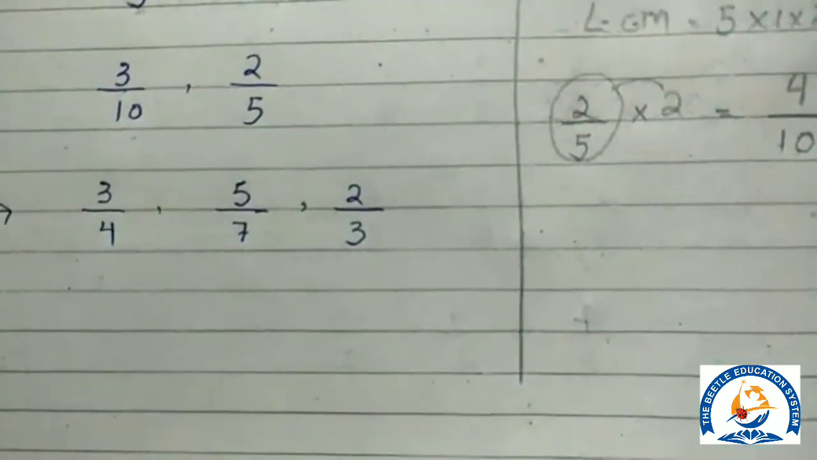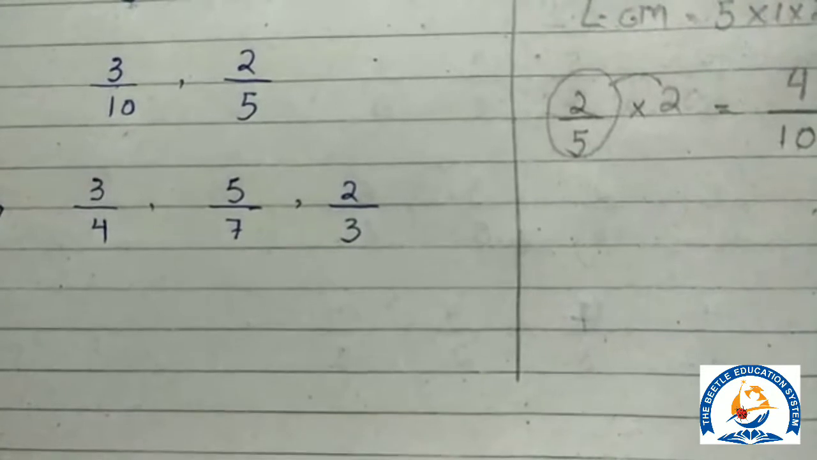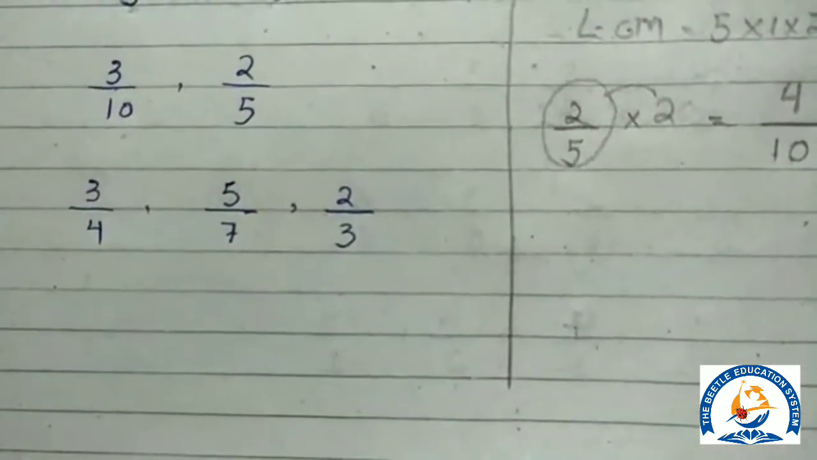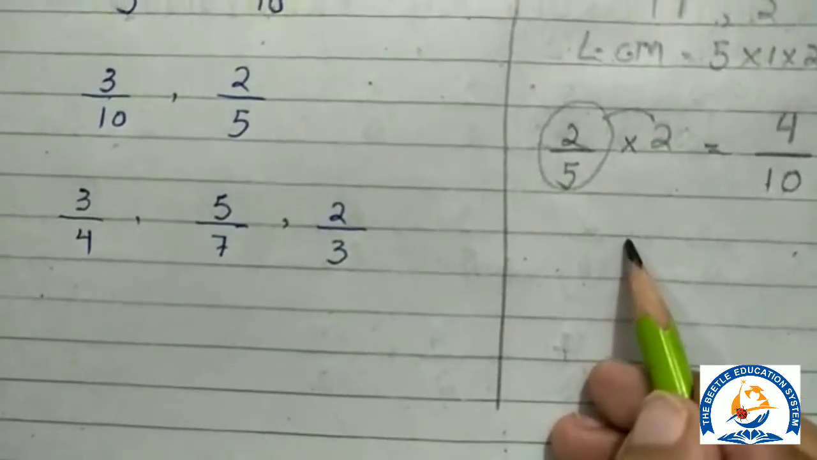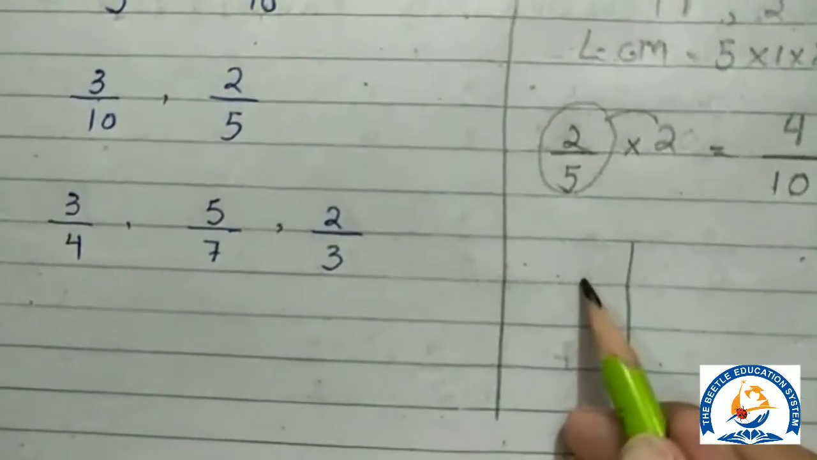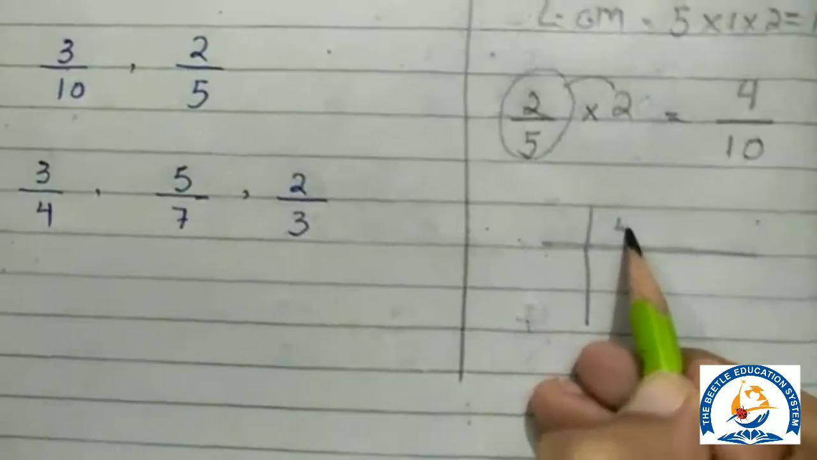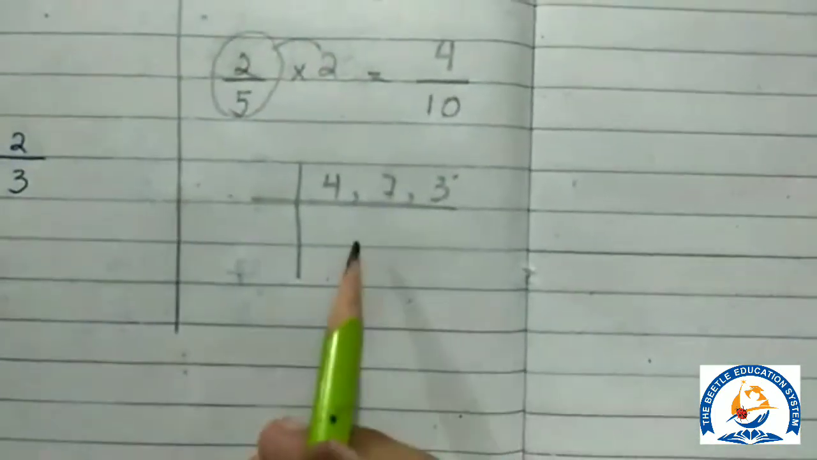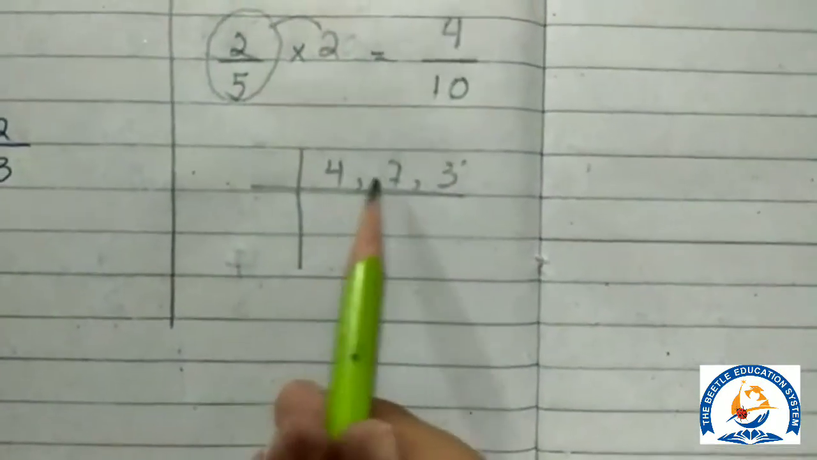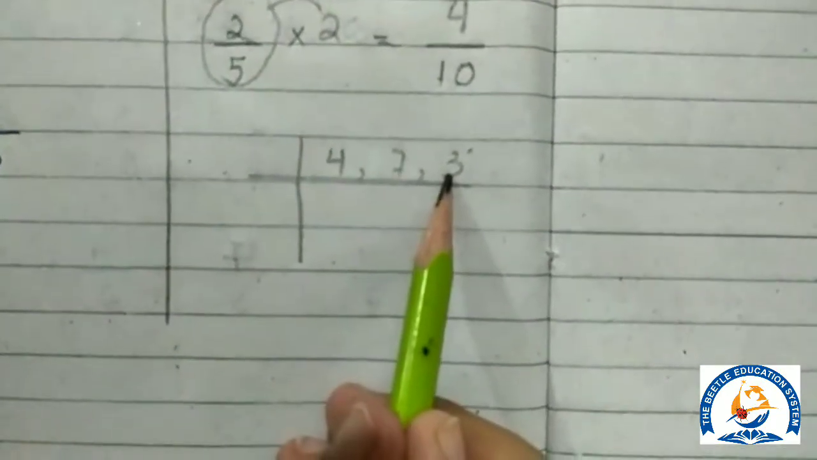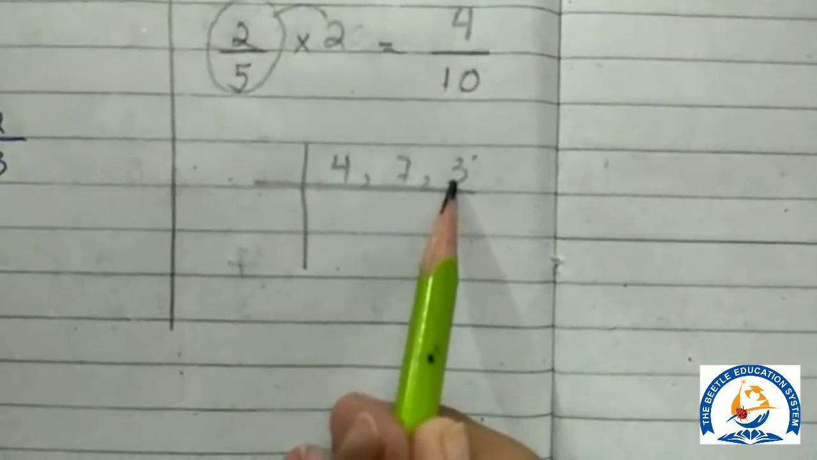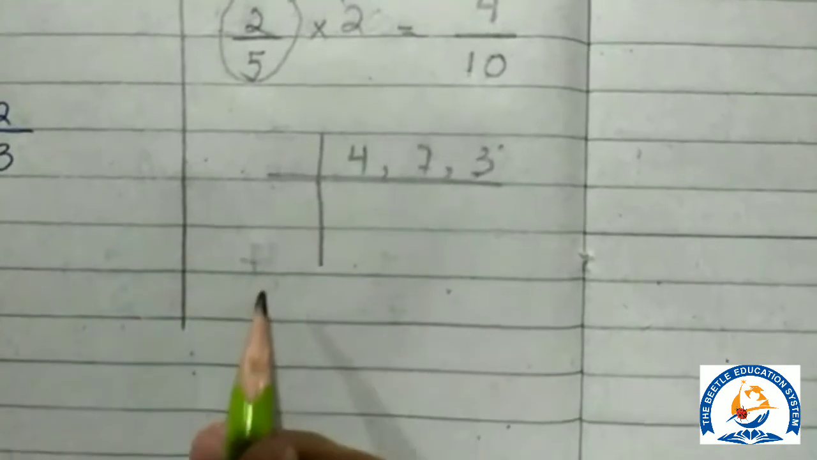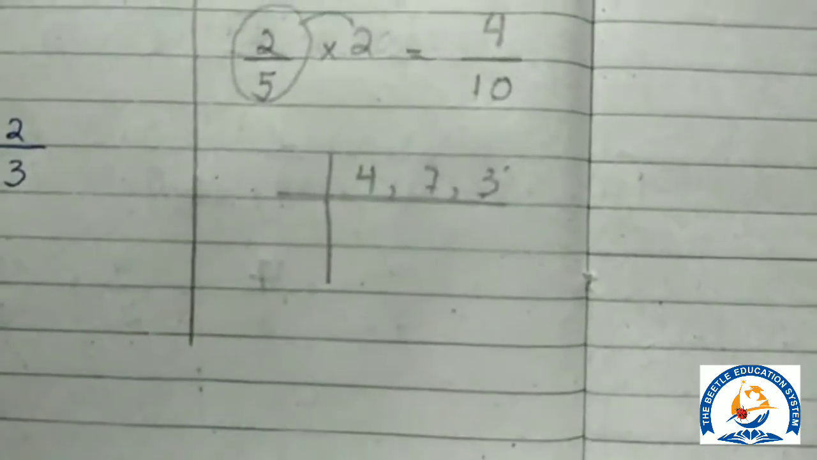Here again all the denominators are different. 4, 7, 3. How will we solve it? We will again take the LCM of the denominators. 4, 7, 3. You can see, students, that all these numbers are different and cannot be divided or cut by the same table. So we will simply multiply all these numbers to take their LCM.